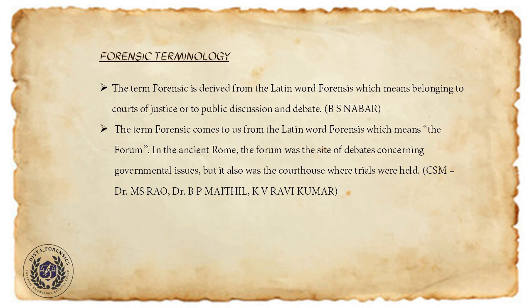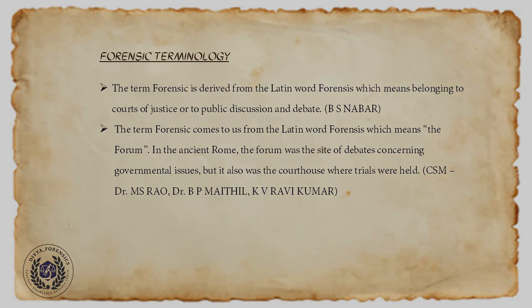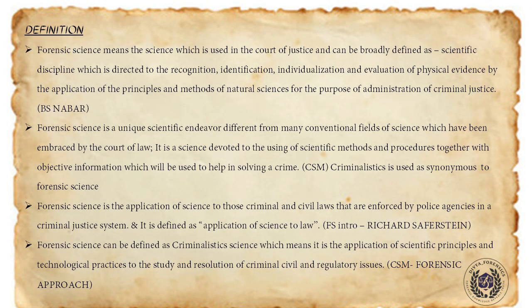Forensic terminology. The word forensic comes from the Latin word forensis, which means of the forum. In ancient Rome, the forum was a place where legal trials and public debates were held. So, forensic science basically means science used in courts and legal discussions. There are various definitions of forensic science written in different books. But simply, forensic science is the application of scientific methods to law and justice.